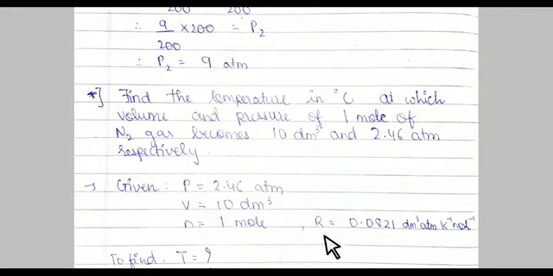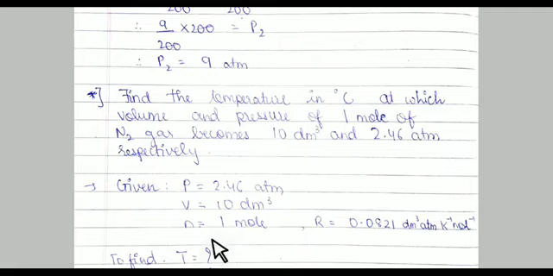R is the universal gas constant and the value of R is constant. It is nothing but 0.0821 decimeter cube atmosphere per Kelvin per mole. Student, R is the universal constant and the value of R is always constant. We have to find the temperature, and we have to calculate the temperature in degrees Celsius.